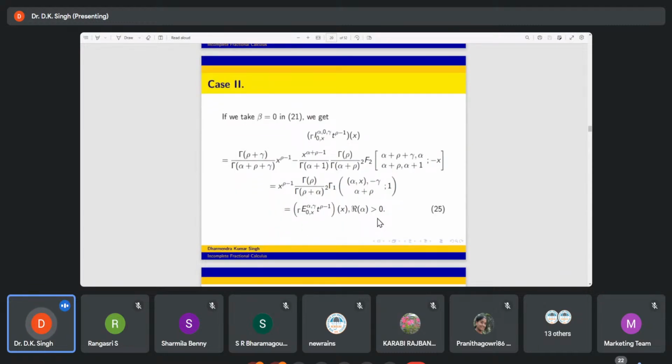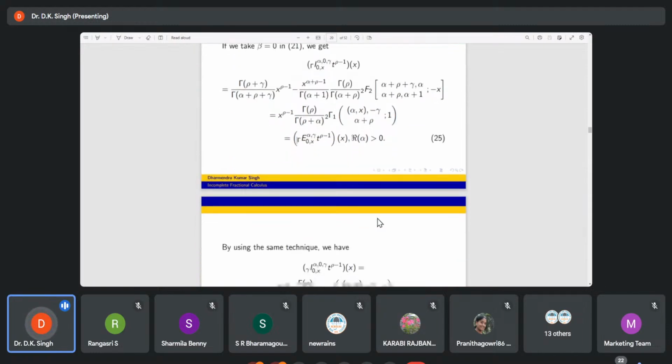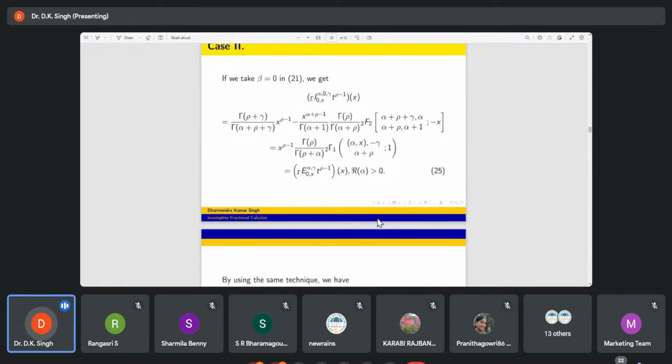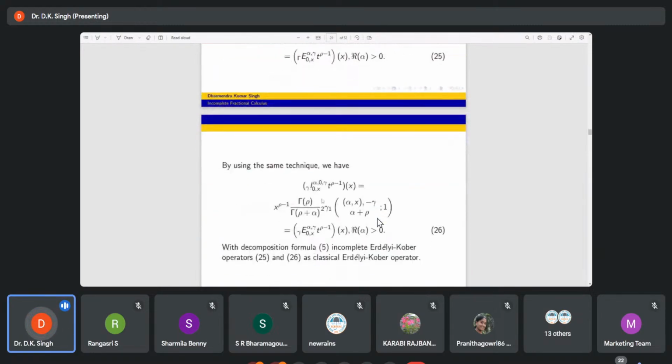So I am representing this classical Erdélyi-Kober operator in the form of incomplete fractional calculus. By using the same technique, because we were using the complementary gamma function, now we are using the incomplete gamma function, so gamma is 0 to x here. If you put beta equal to 0, you will get these notations for the Erdélyi-Kober operators. If you add equations 25 and 26 by using the decomposition formulas, you will get the classical Erdélyi-Kober operator.